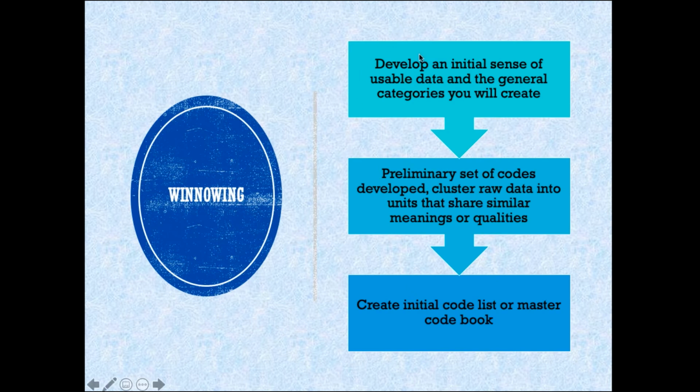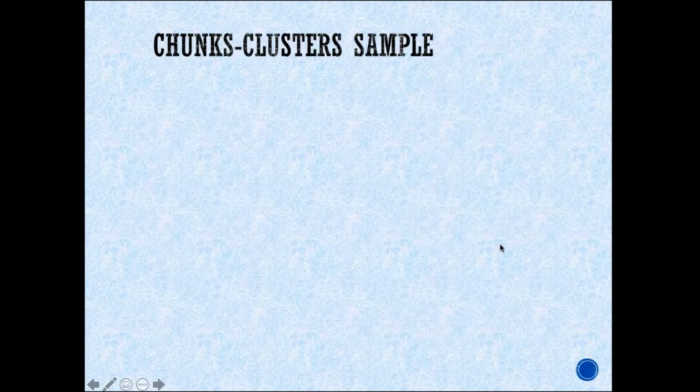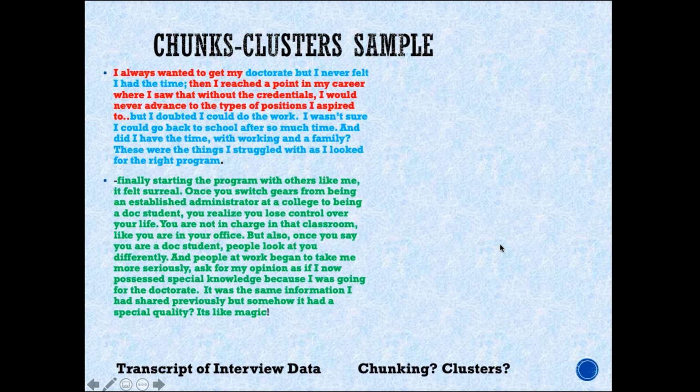Then we go to winnowing, where you develop an initial sense of usable data and the general categories you will create. So a preliminary set of codes is developed and you cluster raw data into units that share similar meaning or qualities, then create an initial code list or a master codebook. And then we will see this in an example. For example, in the example just now we removed things here, and for the last one I don't have an example right now.